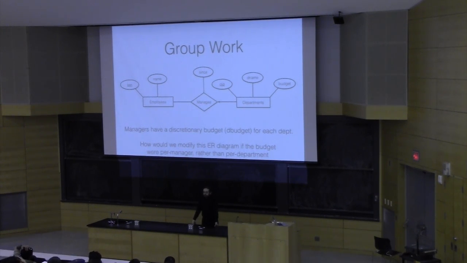All right, any thoughts? Let's start with the diagram as we have it. So we've got employee with relationship. Department with a department ID and a name. Oops, not an ID. All right. Yeah.